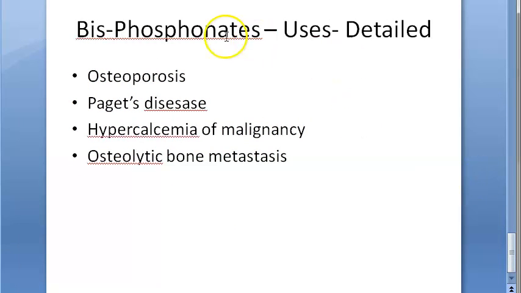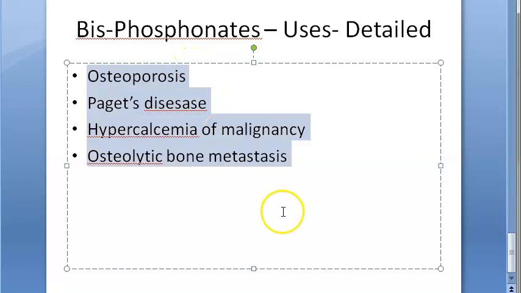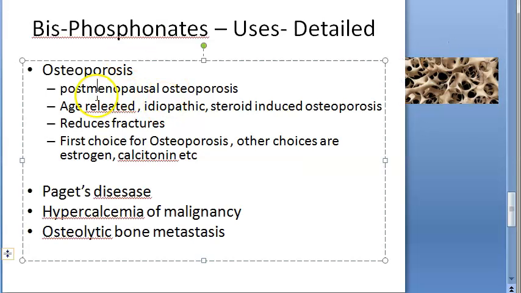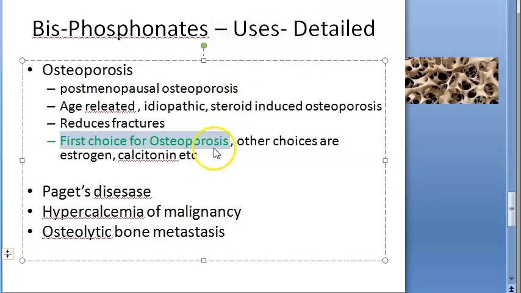Now we have to go to the uses of bisphosphonates, the detailed uses. We'll go to the details of each of these. Guys, shall we move on? First, let's look at osteoporosis. Actually the first choice of drug for osteoporosis is bisphosphonate. So remember that it is the first choice of drugs for osteoporosis.